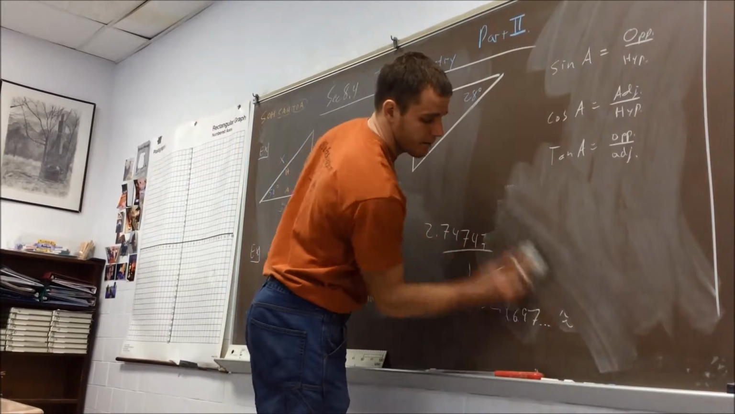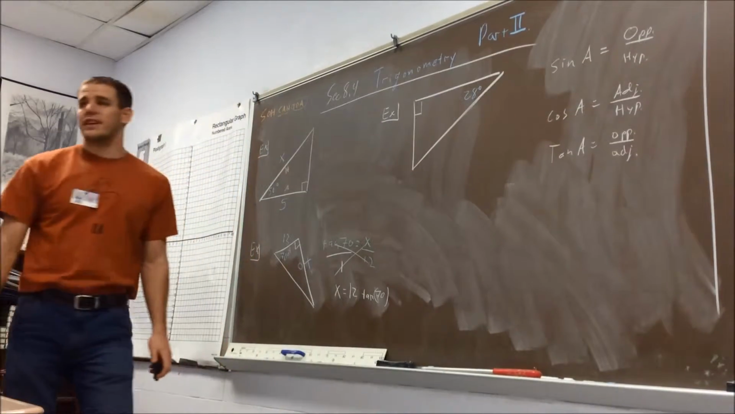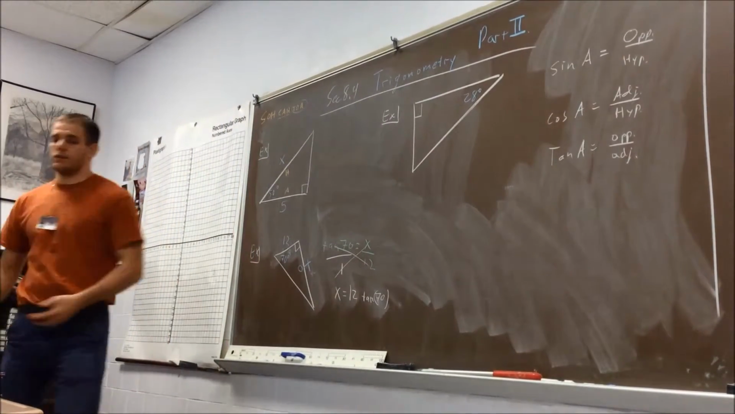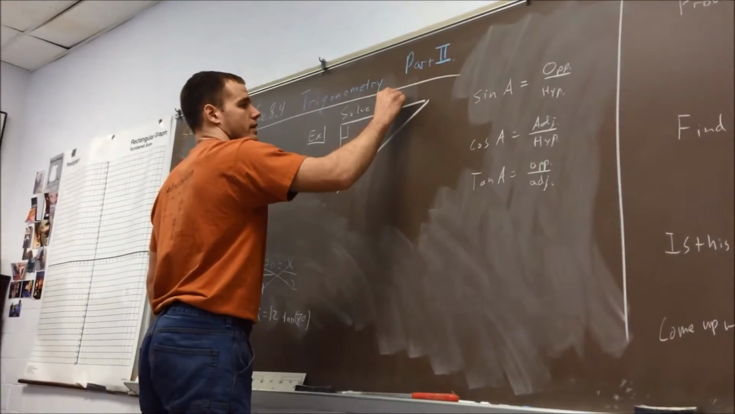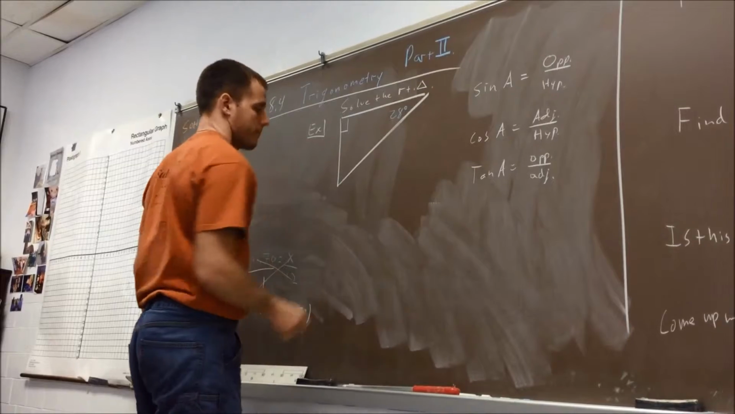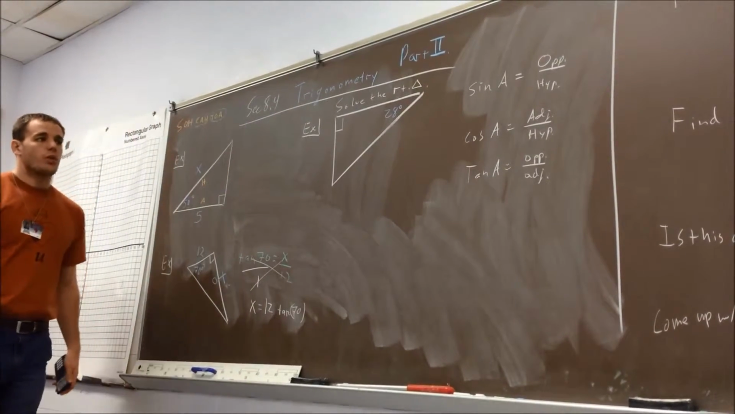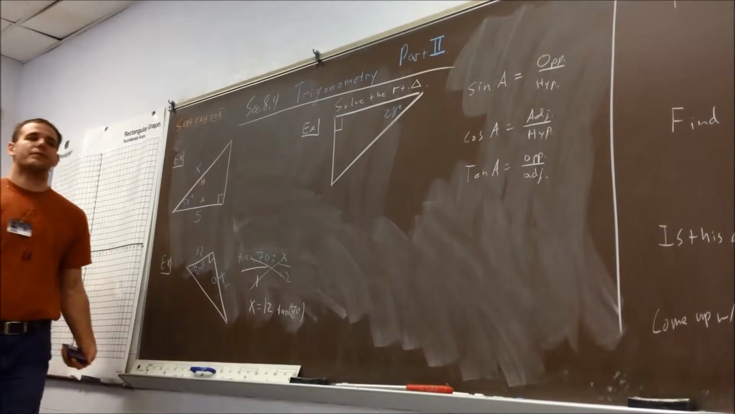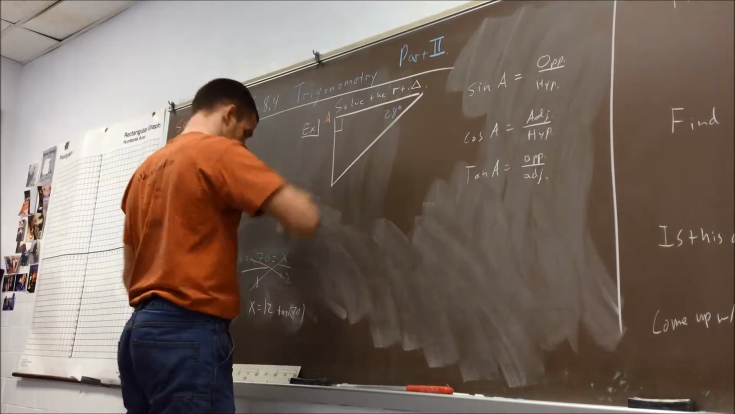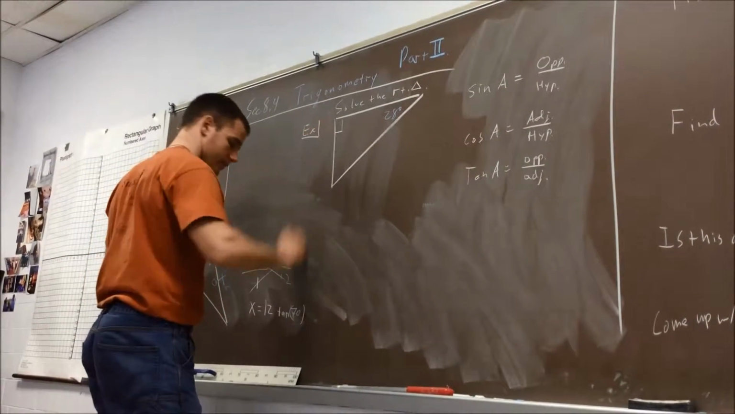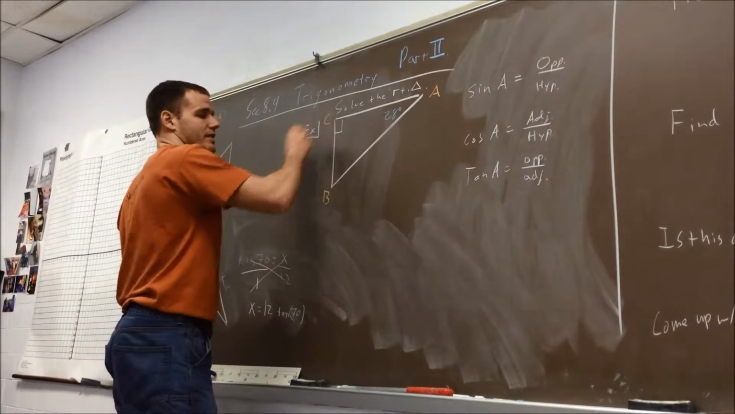All right, now, last thing. Sometimes they're going to tell you, solve the right triangle. What they want you to do then is find everything that's missing. So I'm going to call this side A, I'm going to call this B, and I'm going to call this C.